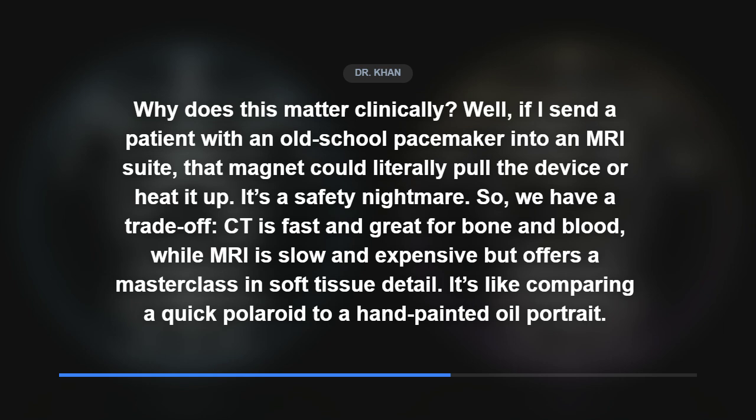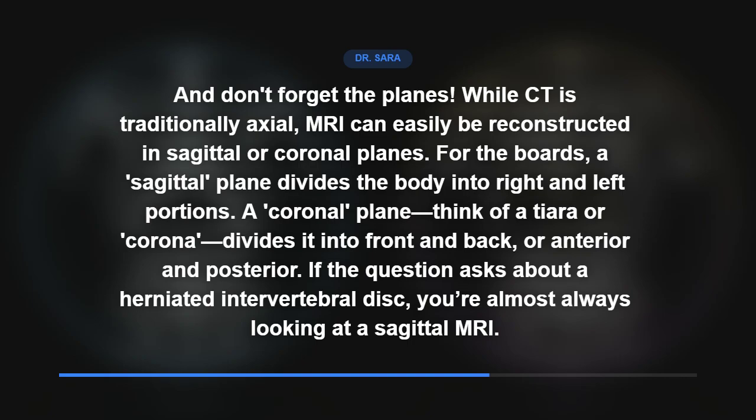Why does this matter clinically? Well, if I send a patient with an old-school pacemaker into an MRI suite, that magnet could literally pull the device or heat it up. It's a safety nightmare. So we have a trade-off. CT is fast and great for bone and blood, while MRI is slow and expensive but offers a masterclass in soft tissue detail. It's like comparing a quick Polaroid to a hand-painted oil portrait.